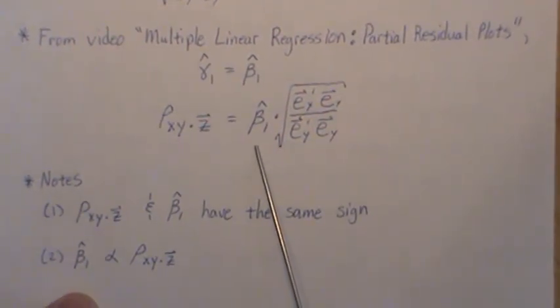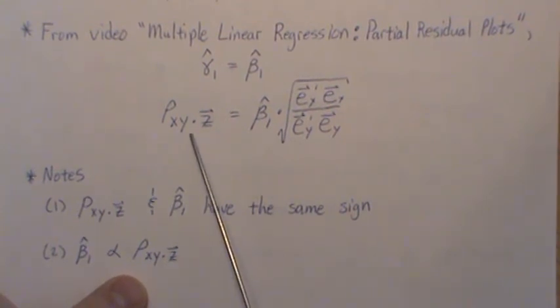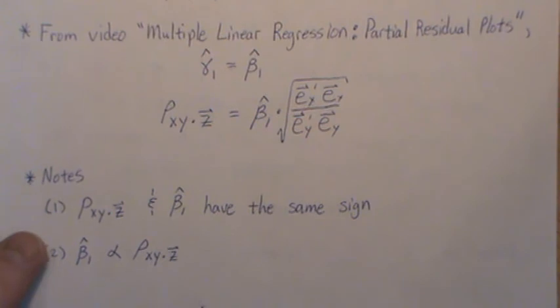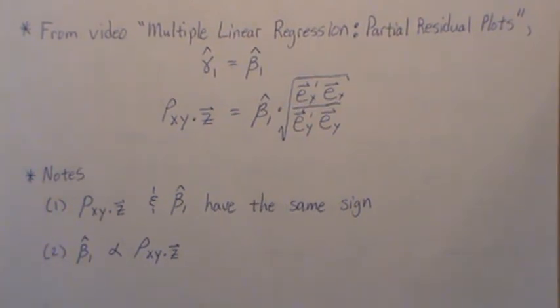And beta 1 hat is proportional to the partial correlation coefficient. It's just a constant multiple of it. And so that's the relationship between multiple linear regression, looking at a beta coefficient, and actually calculating the partial correlation between x and y controlling for the z's.